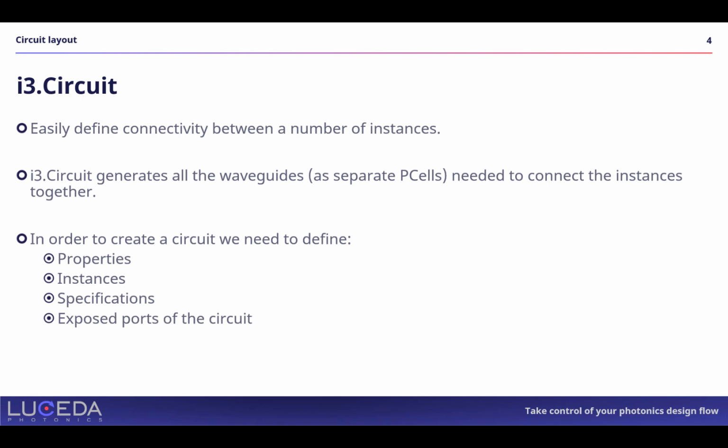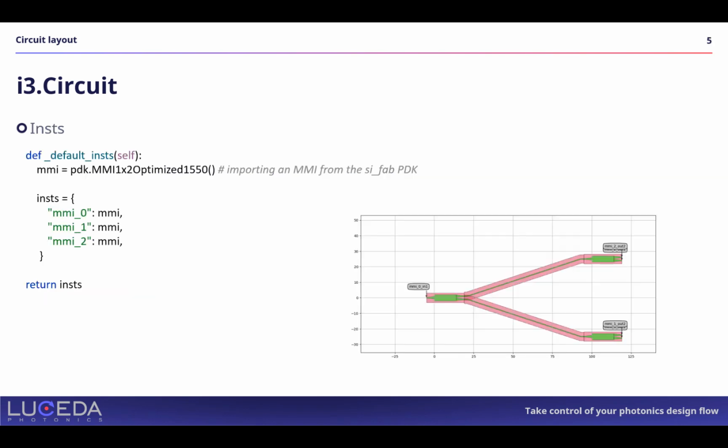In order to create a circuit, we need to define the following things: properties, instances, specifications, and the exposed ports of the circuit that will interface with the outside world. We begin by creating our instances. We're going to use a Python dictionary containing the names of the instances in our circuit as keys.